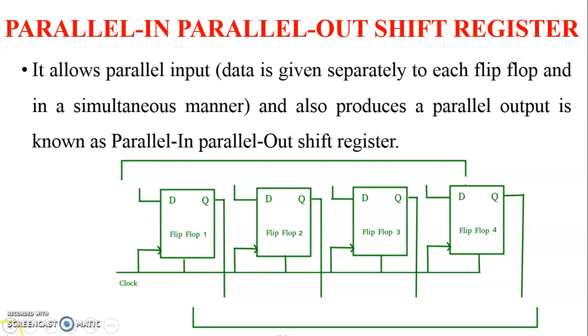In the case of a shift register, we are using a D flip-flop. A D flip-flop is a data transfer flip-flop. Whenever I give a clock pulse to the D flip-flop, it just transfers the stored bit into the other flip-flop.